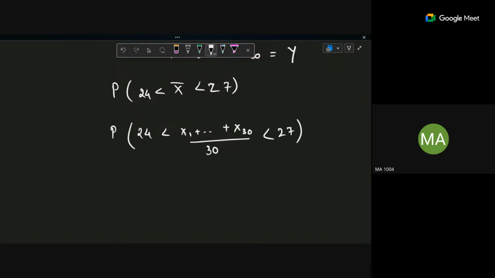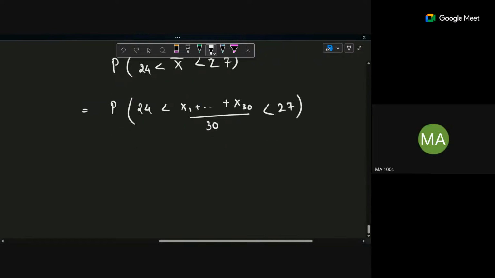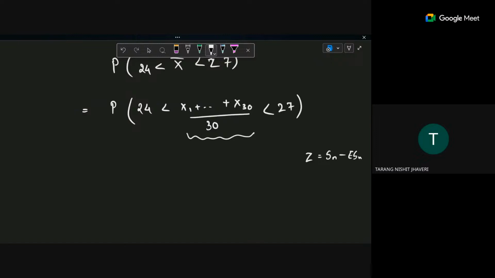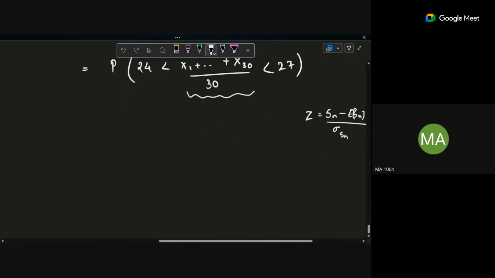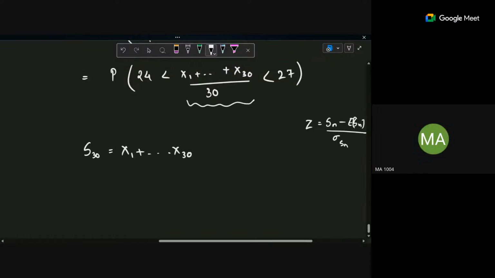Fine. Now what next? Now we will use CLT. To use CLT, what CLT says is that the sum is following a normal distribution. That means this part should get converted to Z, right? Z is Sn minus expectation of Sn, divided by sigma of Sn. So what is Sn here? Sn is nothing but S30, right? X1 to X30, fine.